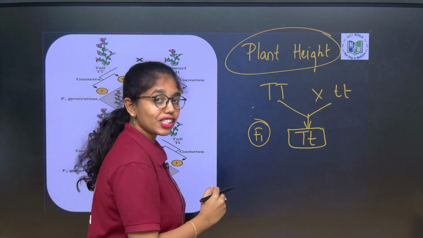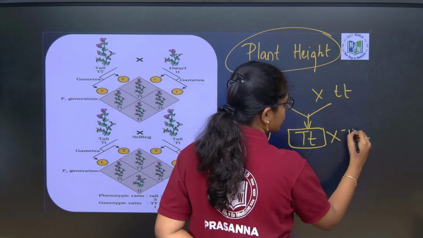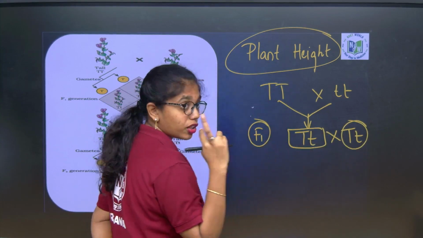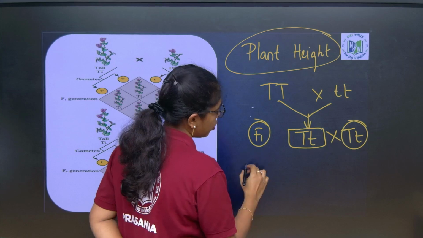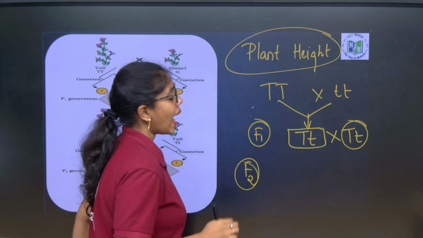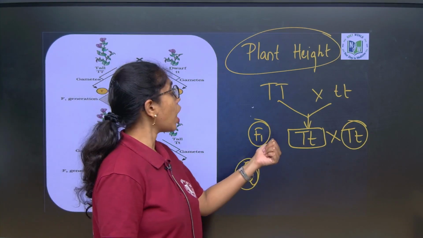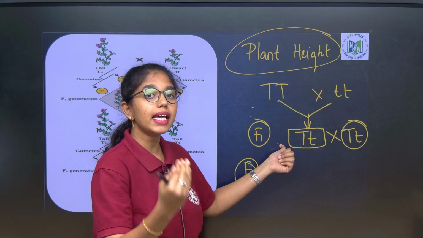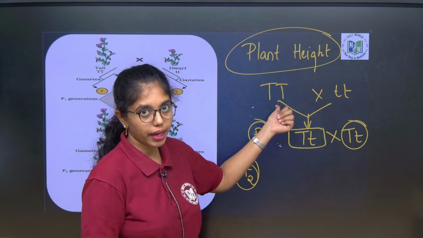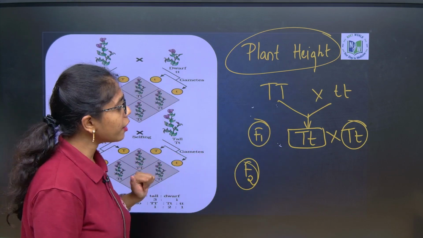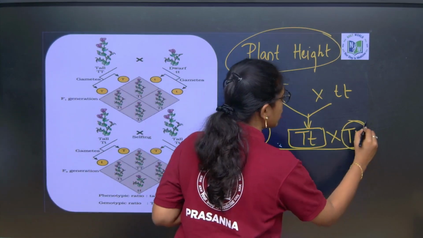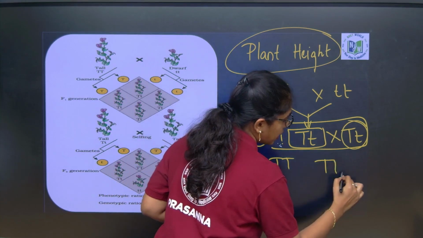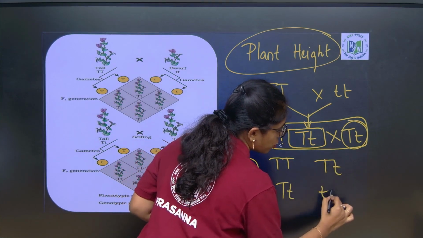When this F1 generation is self-crossed or self-pollinated, you will get 2 varieties in the F2 generation. And one statement you have to remember here: all the offspring of the F1 generation phenotypically resemble the dominant parent. And in the F2 generation, after self-pollination of the F1 generation, what will you get? Capital T capital T, capital T small t, and small t small t.